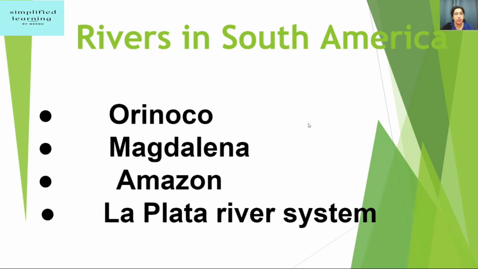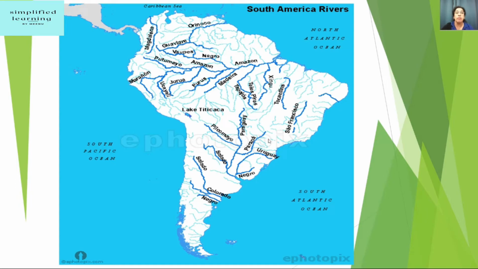La Plata river system. So you can see here a map showing the rivers of South America. This is Orinoco, this is Magdalena, then we have Amazon, down we have Parana, Paraguay, Uruguay. Okay, so let's talk about these in detail. First of all, let's talk about the Orinoco River in the north. The Orinoco River, which is 2,400 kilometers long, flows from the Guyana Highlands towards the Atlantic Ocean in Venezuela.